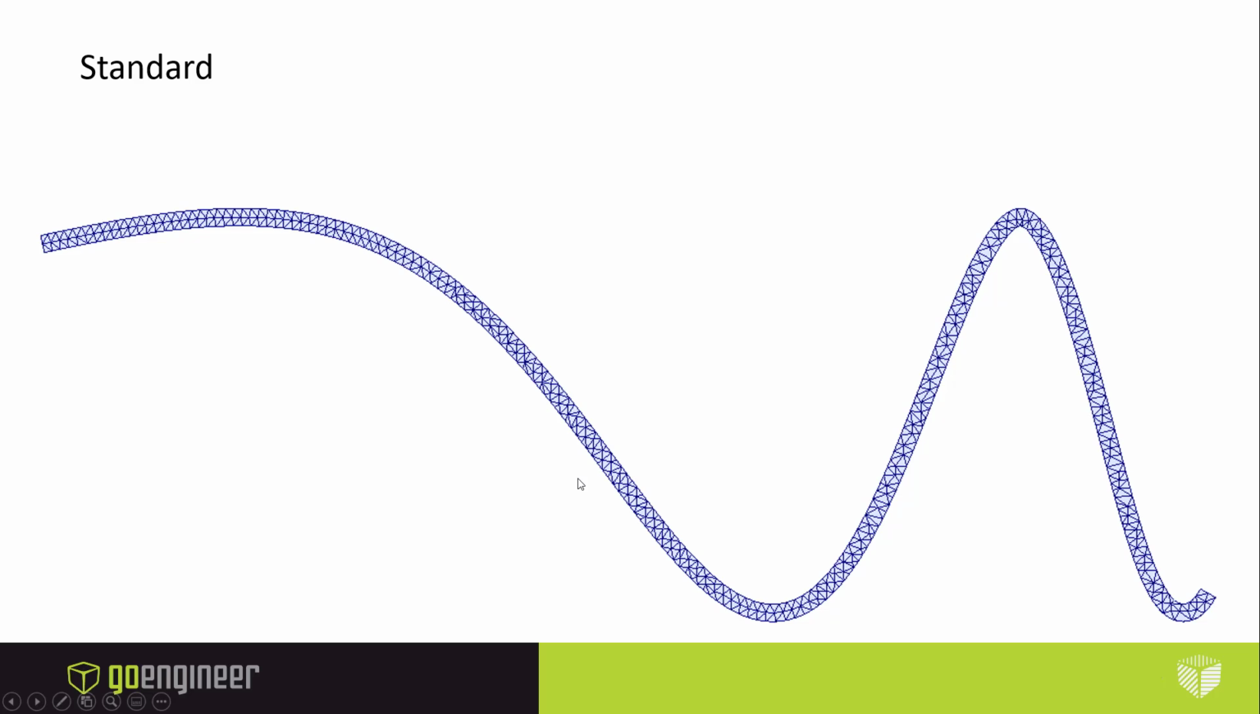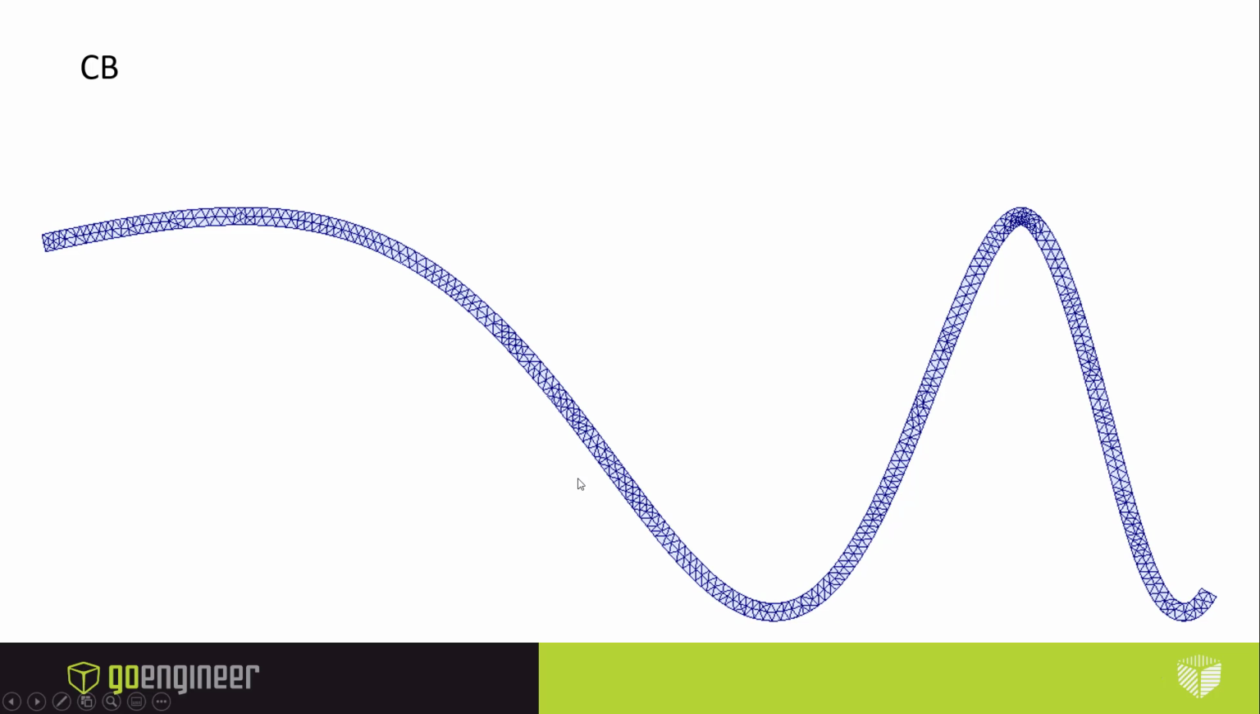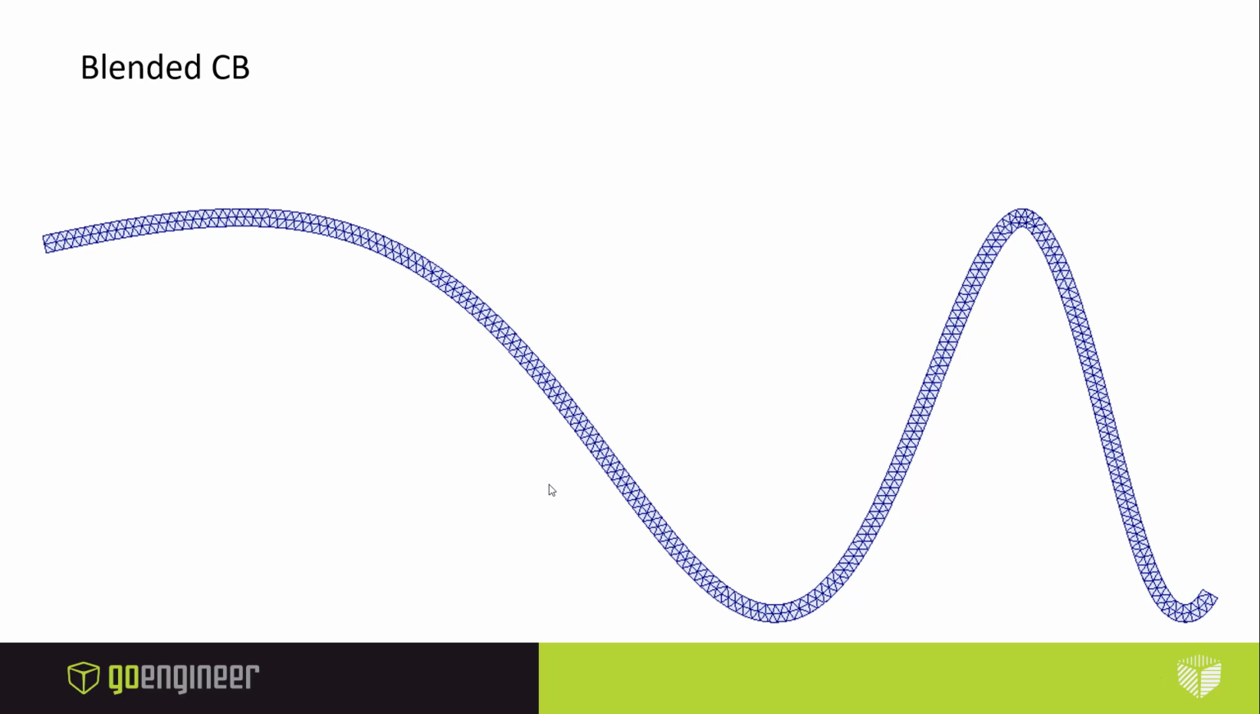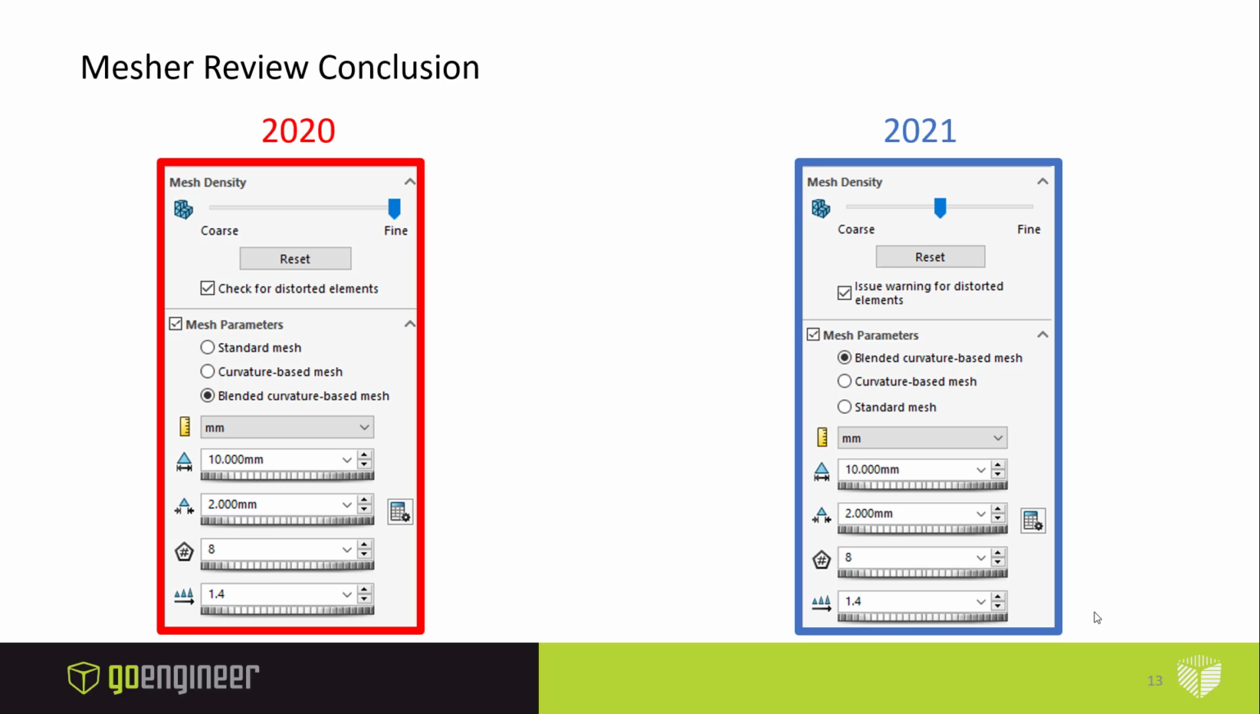Here too, if we do a comparison between the standard mesher, you see the mesh alignment doesn't look so good in some areas. Looking at the curvature-based mesh, we see some of the same issues. Pretty good alignment in some regions, and it seems to generally misalign in others. But as it's always been with the blended curvature-based mesh, it gives us very good alignment all the way across the geometry.